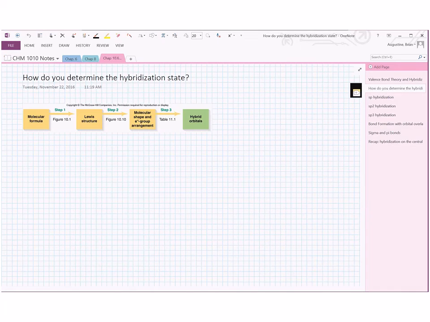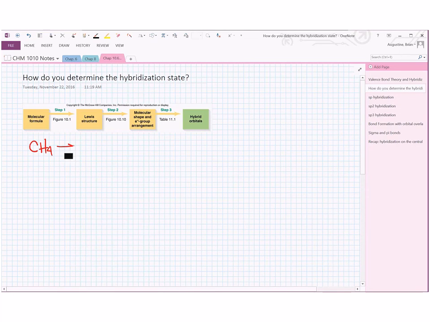All right. How do we determine the hybridization state? So I'm going to skip ahead. We're not even going to talk about hybridization, what it is, and I'm just going to tell you the answer. The way we do this is we start with a molecular formula. Let's take CH4 as an example.